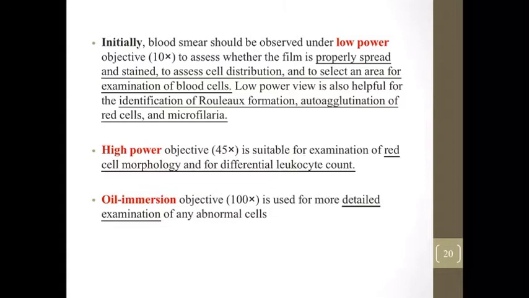Next, if we have selected the area for examination, shift to high power. The 45x objective lens is suitable for examination of red cell morphology and differential count. And next, oil immersion is used for detailed examination of any abnormal cell, and first to see parasites like the malarial parasite. So in this, the oil immersion lens is used.